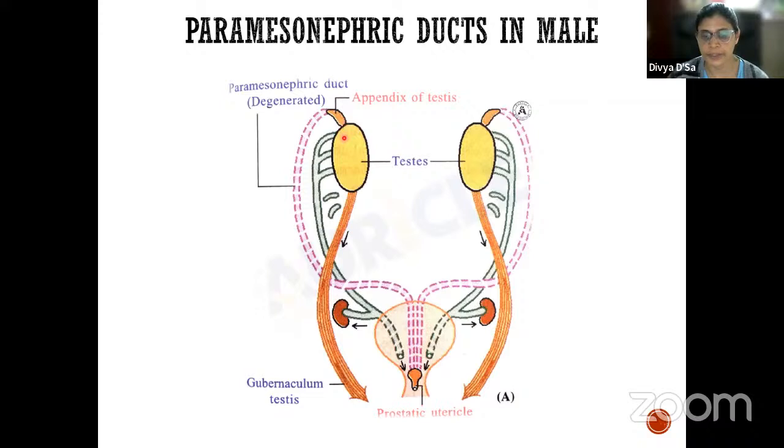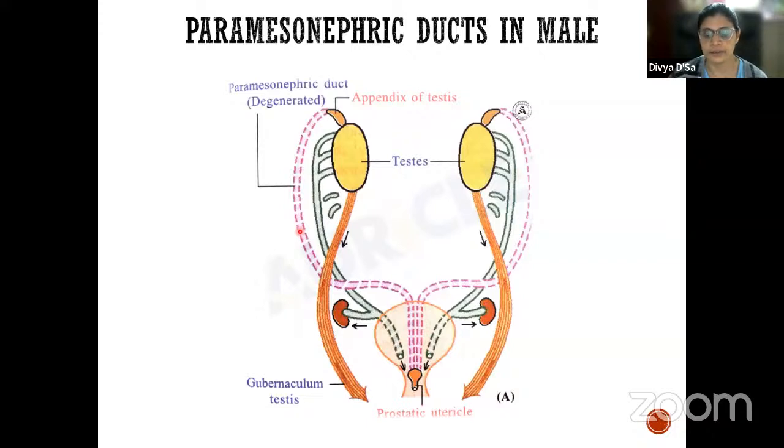It forms the appendix as well as the prostatic utricle. The prostatic utricle is a small blind sac which opens into the posterior wall of the prostatic urethra. In females, it is homologous to the uterus and the vagina. So these are the two structures, the appendix of the testis and the prostatic utricle, which form from the paramesonephric duct.